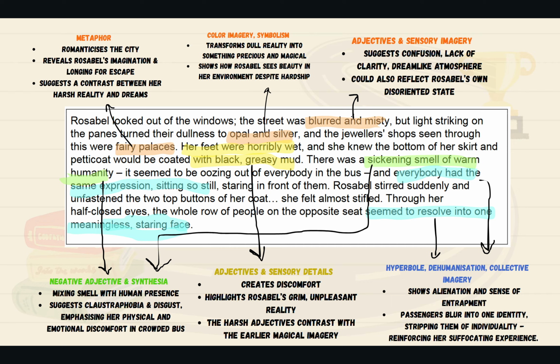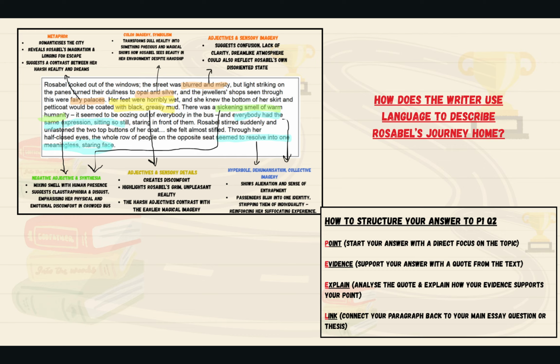So here I've posted a screenshot of my whole analysis and the quotes, as well as how I would recommend structuring your answer. I would recommend pausing the video now and having a go at answering this question using the quotes and the structure. How does the writer use language to describe Rosabelle's journey home? I'd recommend spending about 5 minutes on this and then pressing play so we can have a look at my model answer.